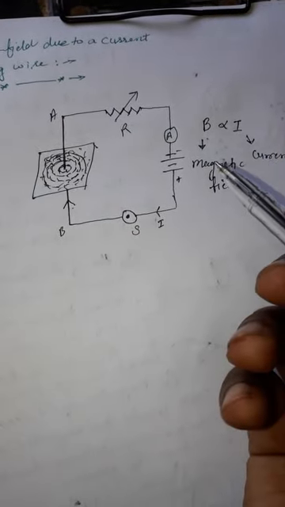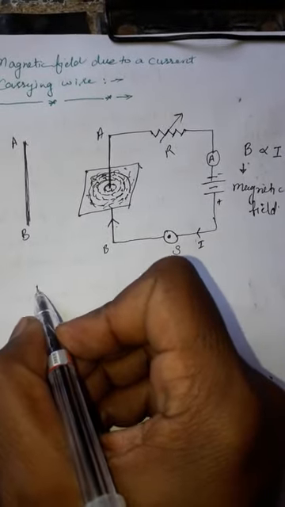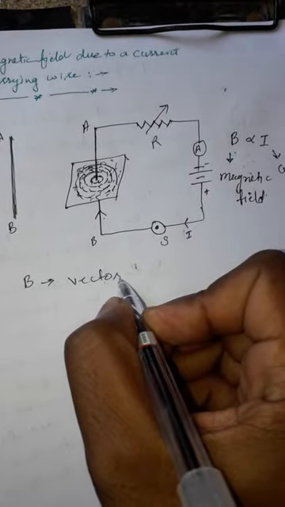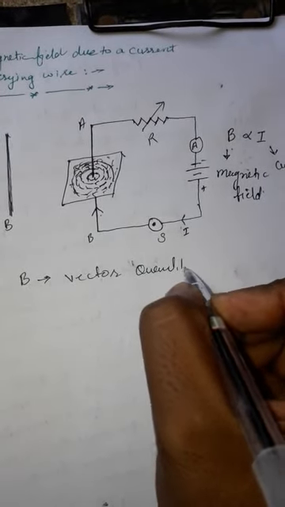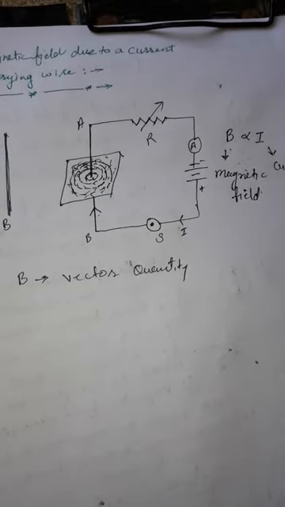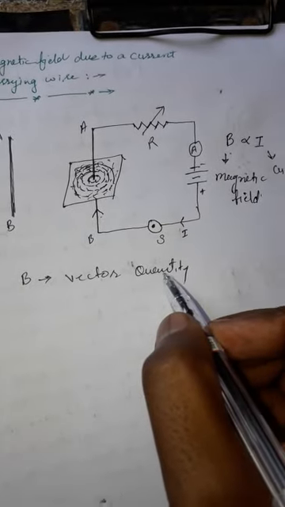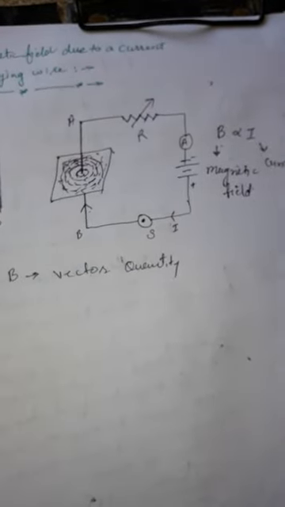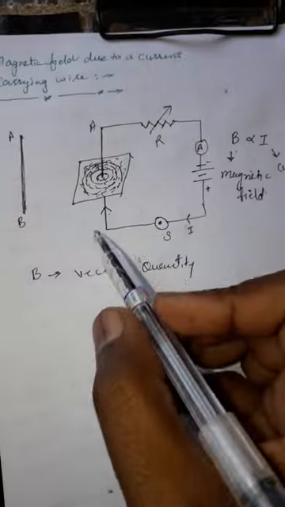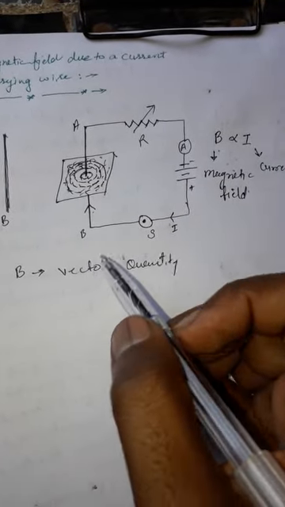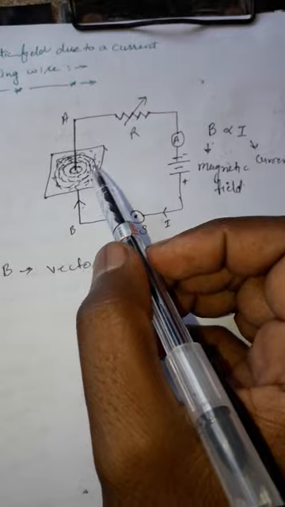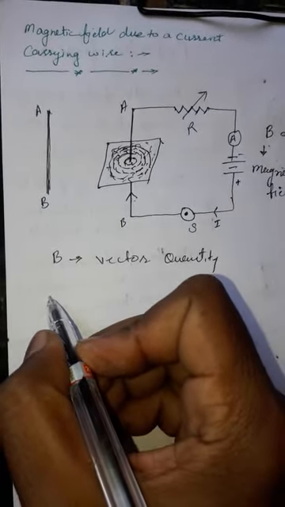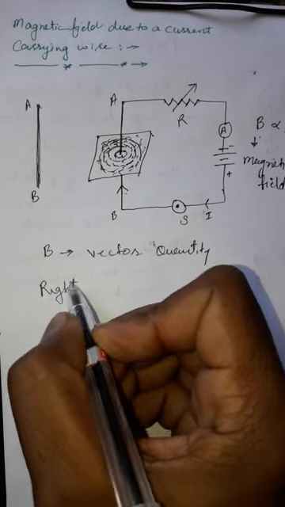Okay. Next, we consider that magnetic field is a vector quantity. Okay. So it must have some direction. So what will be the direction of this field? As these are concentric circles, but as it is a vector, how can we get the direction of that magnetic field? So for the direction of magnetic field, we use a rule known as the right hand thumb rule.